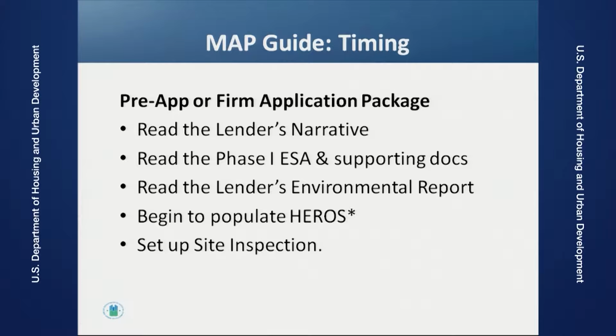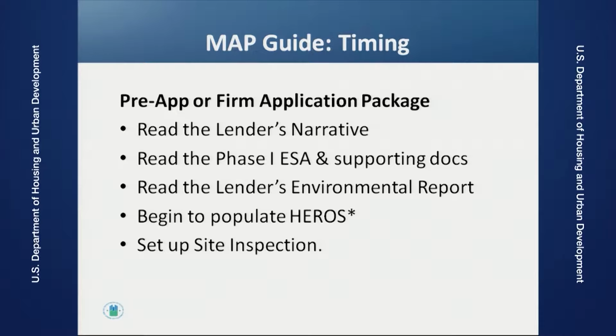And again, if it's incorporated into the Phase 1, you'll read the environmental report. No, you don't have to read 1,700 pages. Yes, you will be reading certain aspects of it early and later on in the process, and you're going to begin to populate HEROS. I used to call that beginning to populate the 4128. It does help you focus on the issues that you're going to be reading in the various lender submissions. At that point also, you can begin to set up your site inspection. By the time you go out into the field, you should have a working knowledge of what you're likely to see and what the Phase 1 environmental professional has seen during their site inspection.